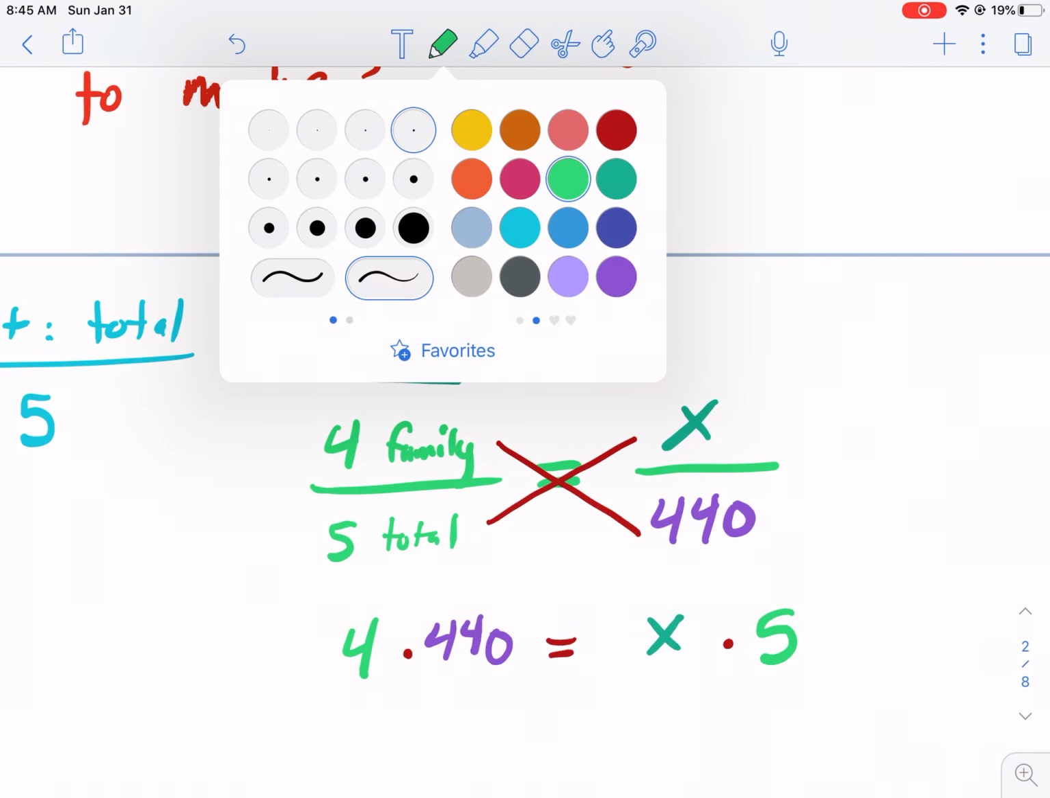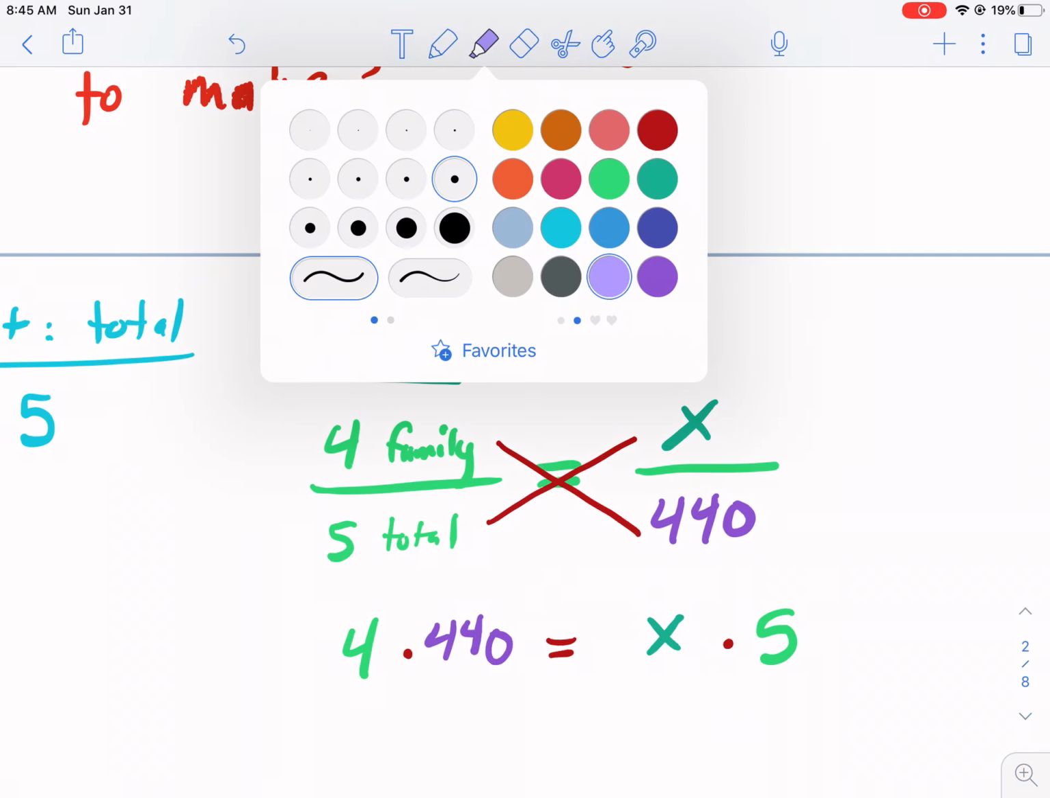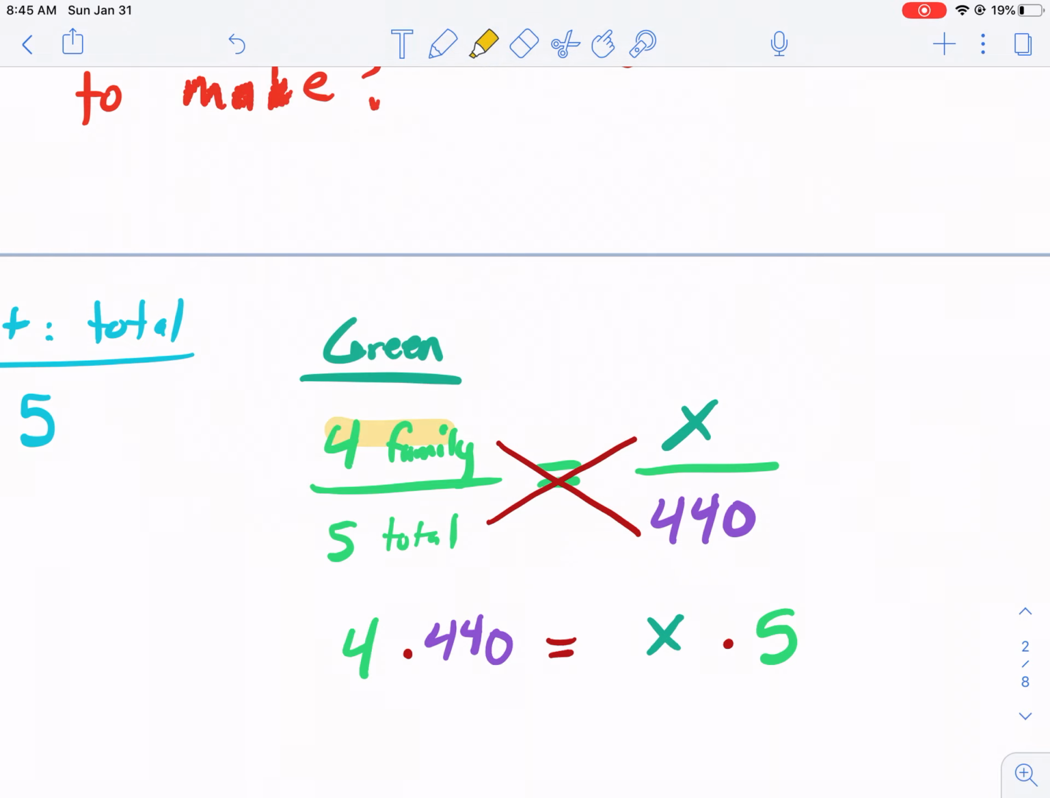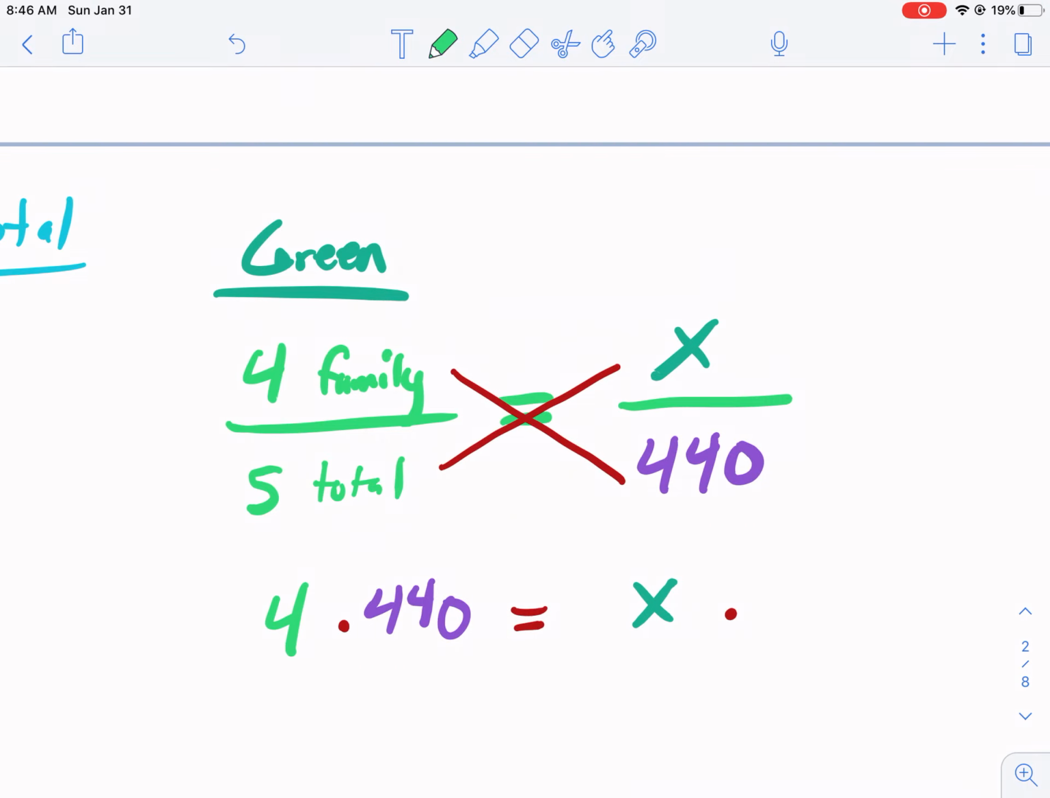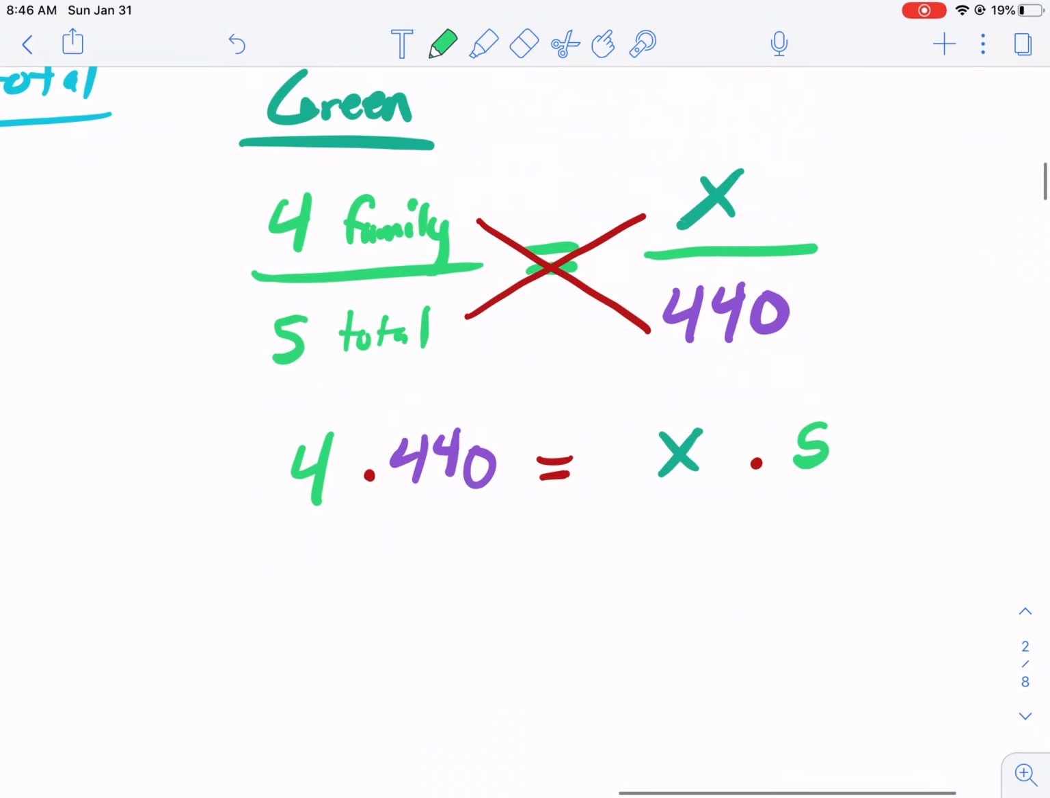Why can we set these two things equal to each other? We set these two things equal to each other because they are equivalent. We already know that there's 4 to 5 family members to total number of people. So if we know there's 440 total people, this fraction, that ratio, will be the same. So that's why we're able to set this up. Oh, I forgot to write 5. And now we proceed from here.